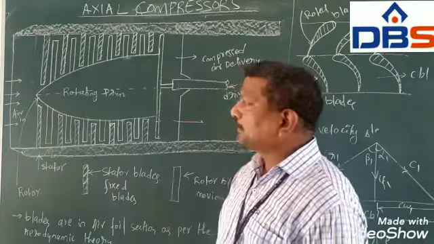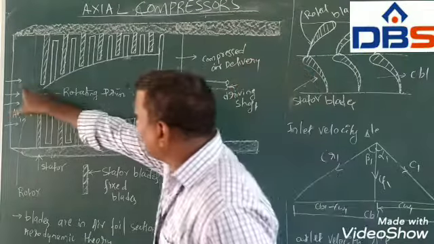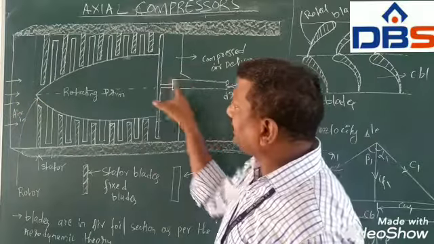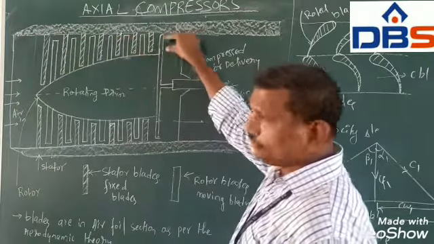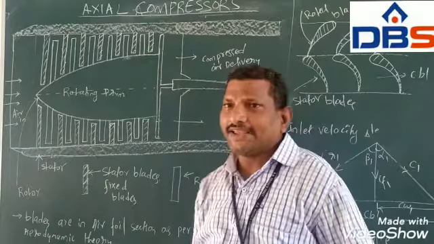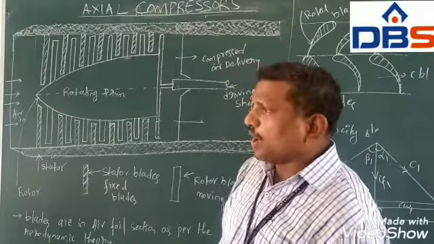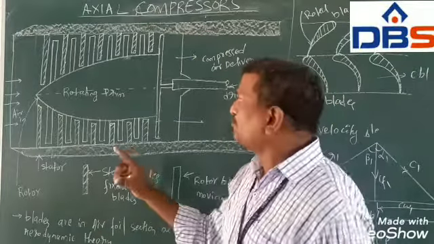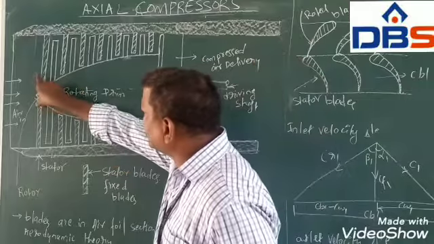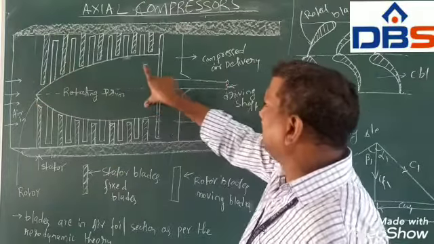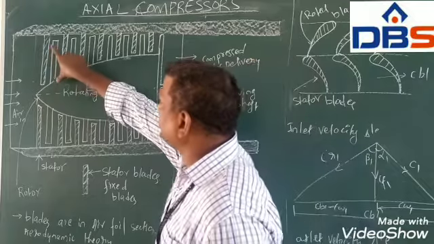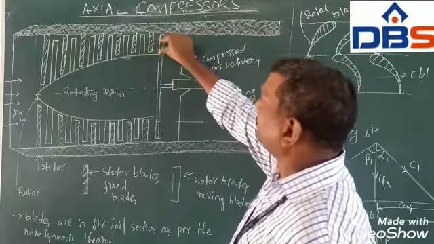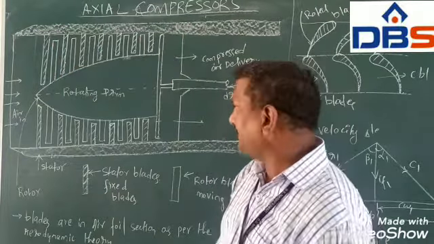Here we have to observe one thing. From inlet to outlet, the cross-sectional area is gradually reduced. What is the reason behind it? We have to keep the velocity of flow of the air constant throughout the length of the axial flow compressor. That is why the area decreases gradually.